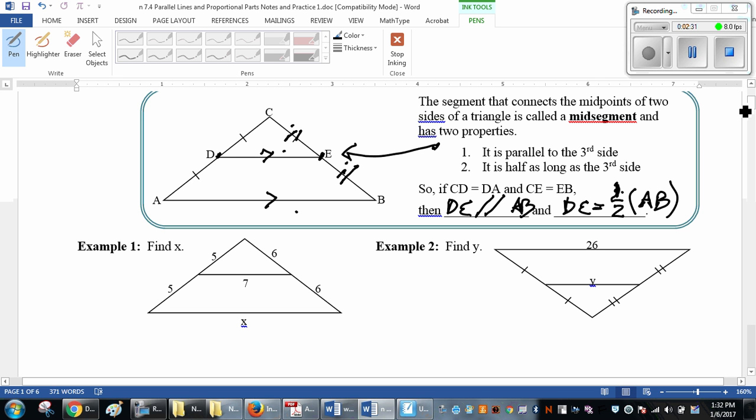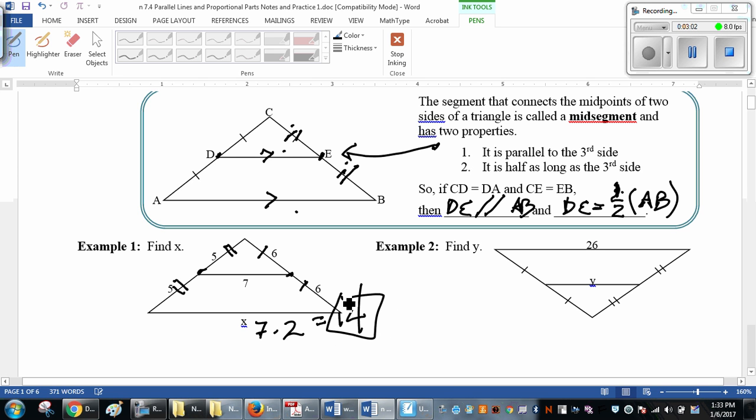Now what we see here is a midsegment, and we know it's a midsegment because the 6 and 6 are congruent, and the 5 and 5 are congruent. That means we have two midpoints, so we have a midsegment. Remember, this is a really easy direct application. Our midsegment is half as long as this. So if this is 7, then x here is 7 times 2, which equals 14. It's that easy. If we're given that information, that's all we have to do.